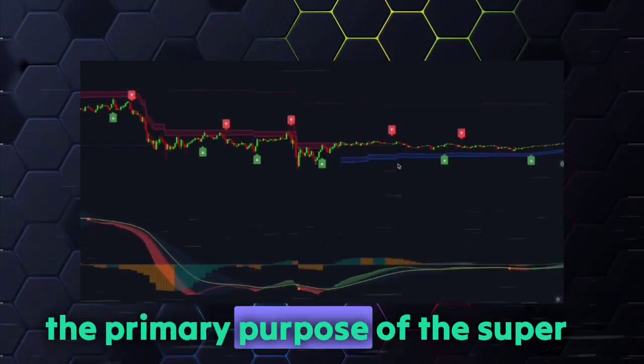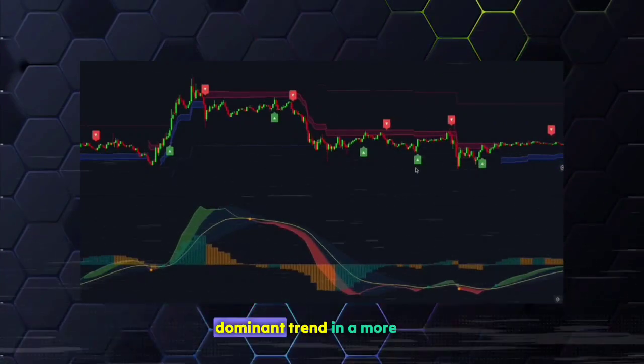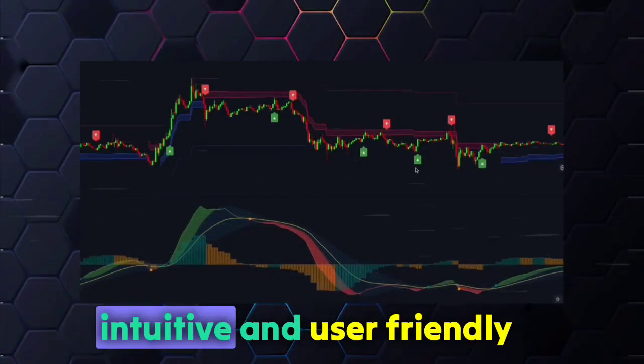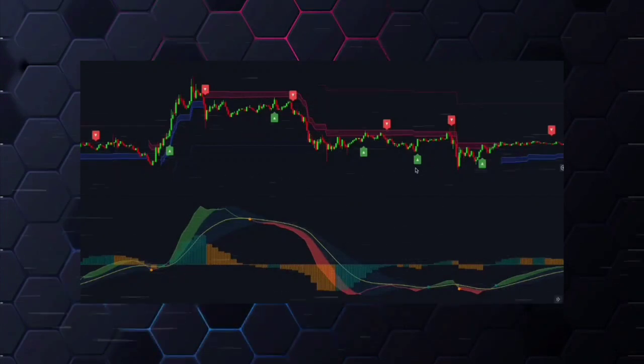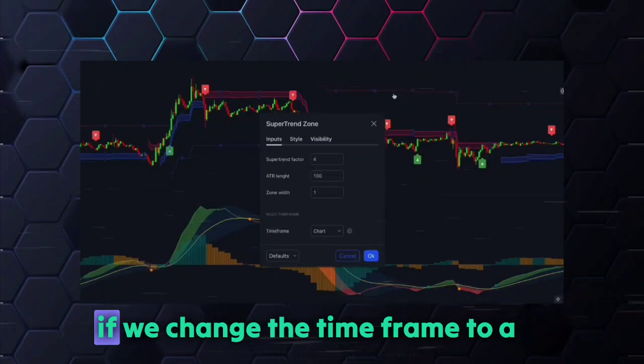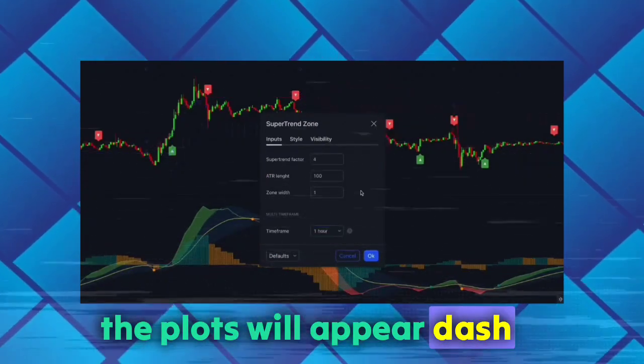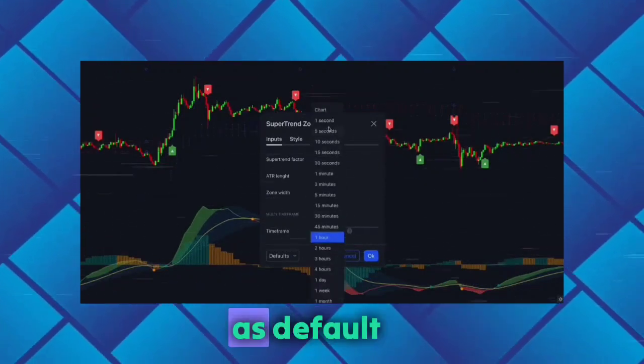The primary purpose of the Super Trend Zone indicator is to recognize and visualize the dominant trend in a more intuitive and user-friendly format. This indicator is also multi-time frame. For example, if we change the time frame to a higher one, the plots will appear dashed. I recommend keeping the setting as default.